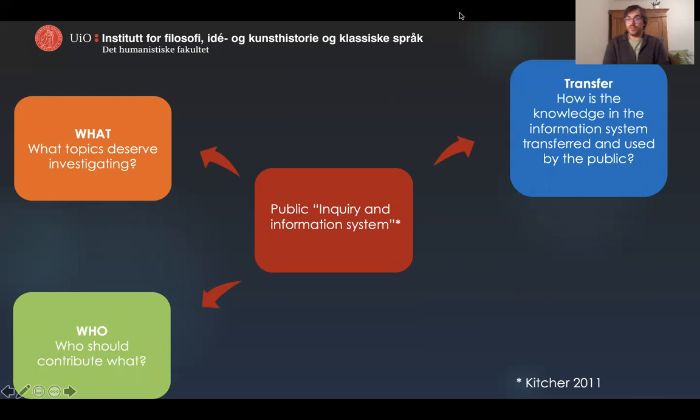Then another issue is transfer. Some things have been investigated by some people. How is that knowledge that these people now have going to be transferred to the rest of society? The point of having a public store of information is that the public makes use of it in its decision making, be that in a monarchy, an authoritarian state, or a democracy. How is it best to transfer this knowledge to the public, or to whoever is the decision maker, whoever puts these decisions into practice? So that's the transfer question.